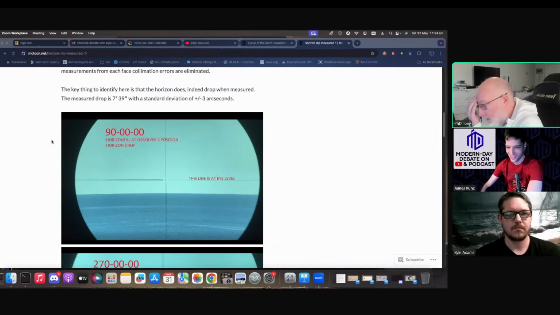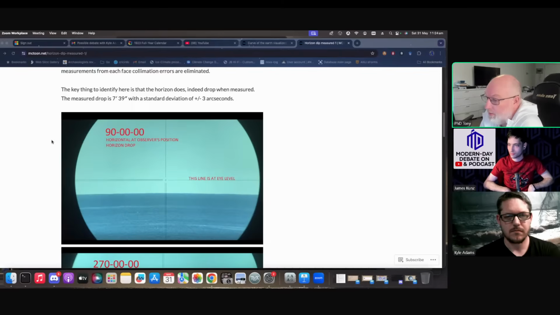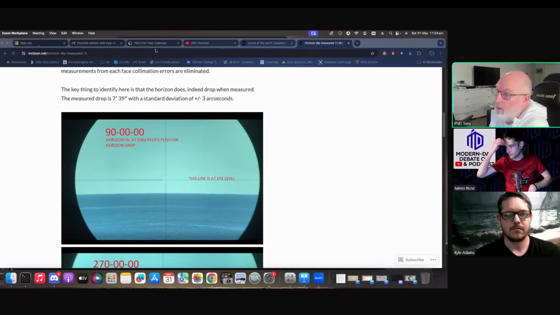All right, here's a high precision observation of the horizon with a theodolite application, showing where eye level is. So the horizon is not at eye level. I would suggest that the presentations that Kyle just showed us do not have sufficient accuracy to determine whether or not the horizon is actually at eye level.